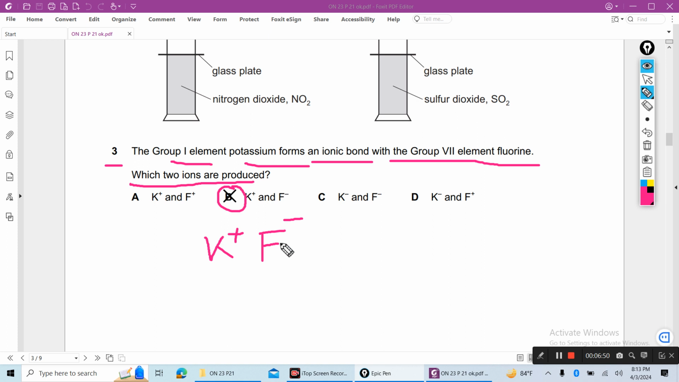K plus F plus is wrong. Why F plus? This is wrong. Here K is minus, wrong. So the answer will be B.